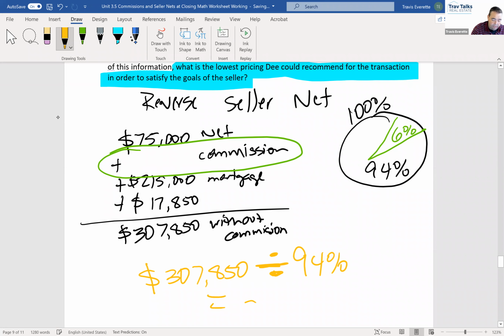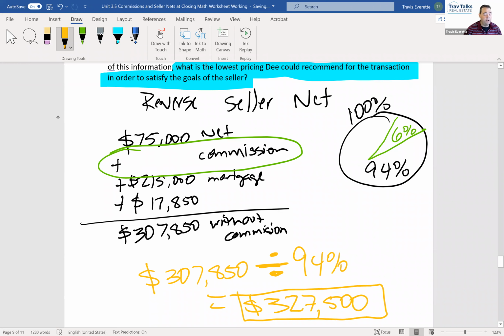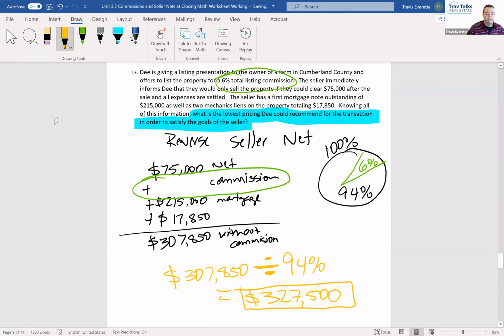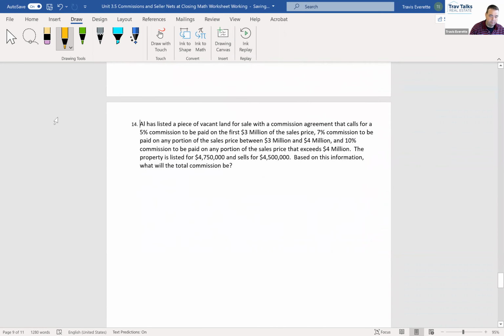And they need to sell that property for a grand total of $327,500. If they sold that property for $327,500, they would be satisfied. They would walk away with their $75,000 that they need to clear. So you can see how that'd be useful for a listing agent, because a lot of times sellers will tell you, well, I need this much money. And so that way we could look and see if that's realistic.